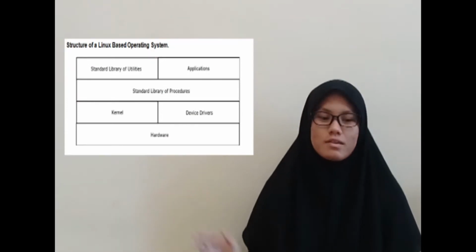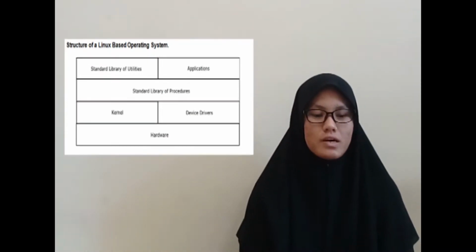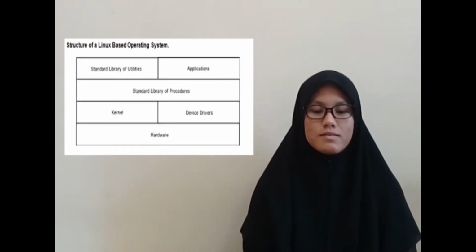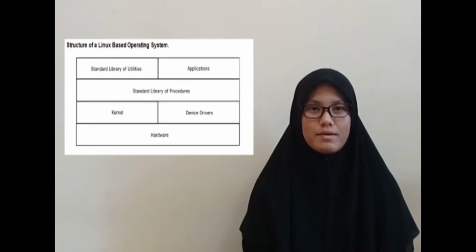I'm here to explain the structure of Linux-based operating system. Here is the structure of Linux. We can see here the standard library of utilities, applications, standard library of procedures, kernel, device driver, hardware.